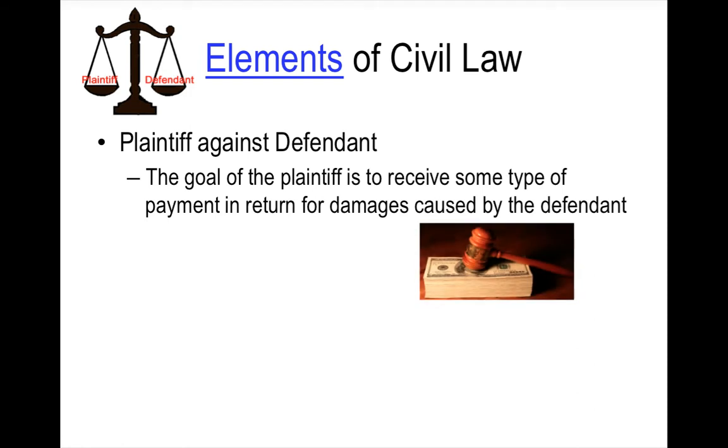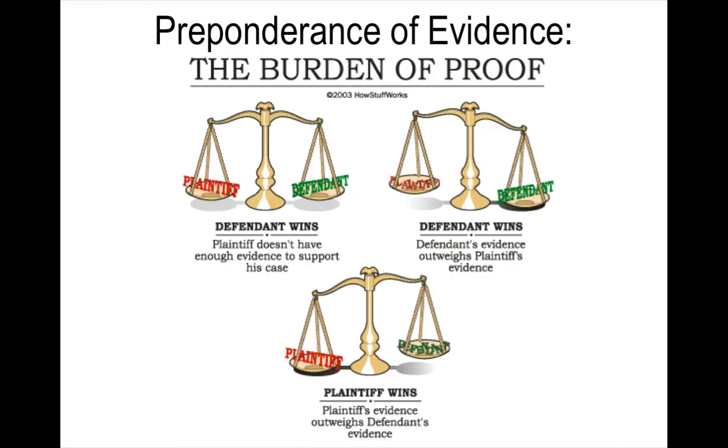All right. We have the plaintiff against the defendant. Remember, who has the burden of proof? Preponderance of evidence? Well, that's the plaintiff. Okay? All right, so when we're looking at the burden of proof, preponderance of evidence, these are the three ways a case is going to end up if it went into a civil trial. If the plaintiff doesn't have enough evidence to support his case, then the defendant will win. If the defendant actually provides evidence that outweighs the plaintiff's evidence, then the defendant wins. So, again, the burden of proof is on the plaintiff. The plaintiff's evidence has to outweigh the defendant's evidence, and then the plaintiff will win.